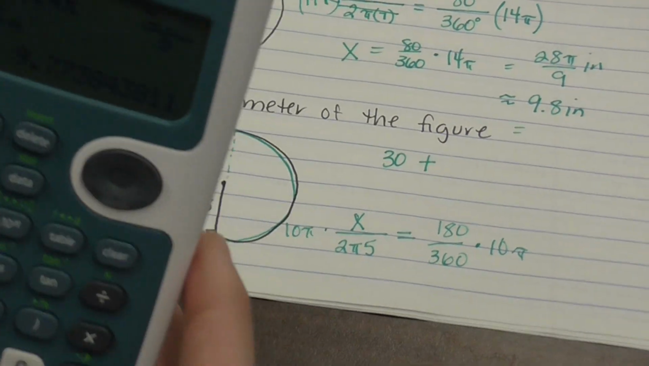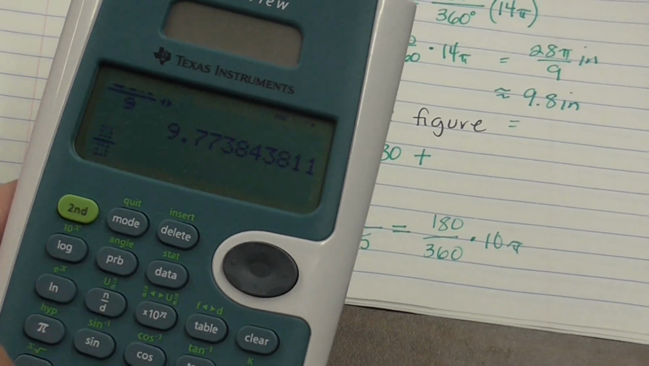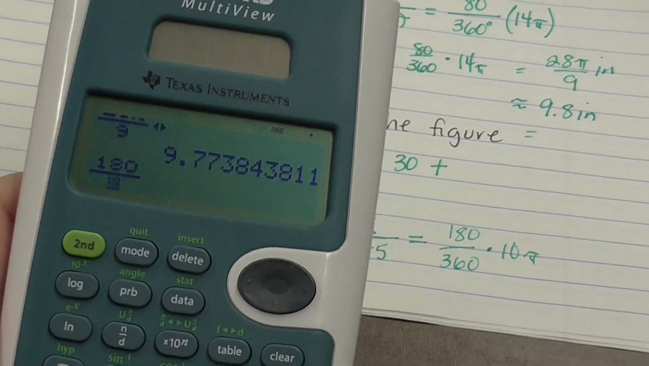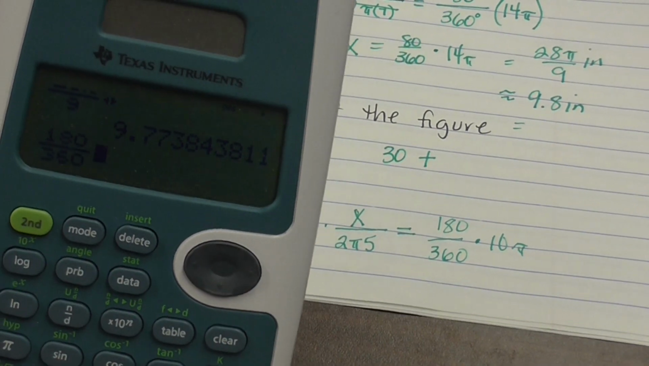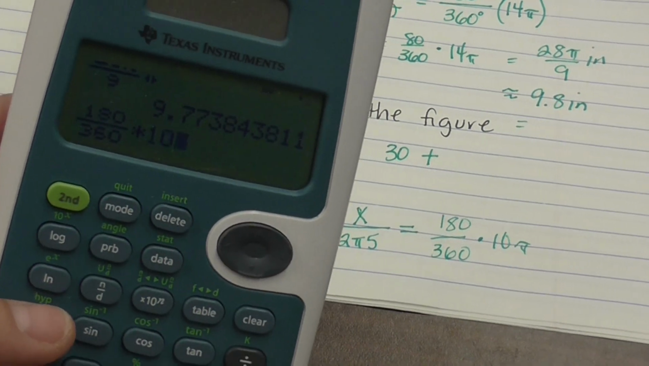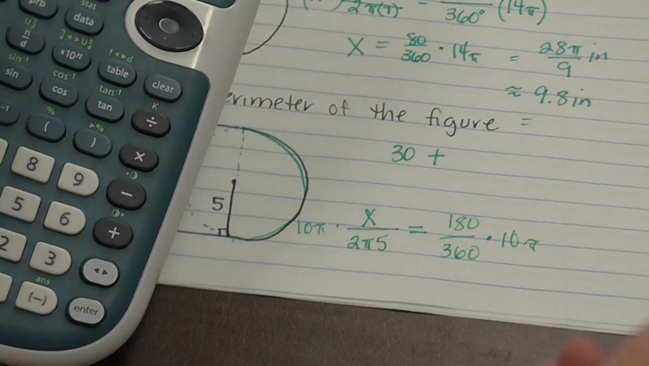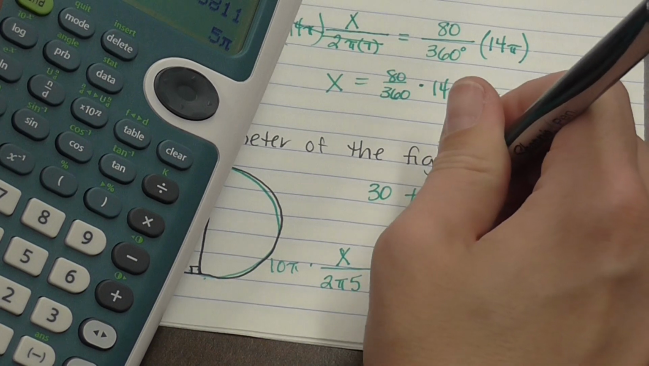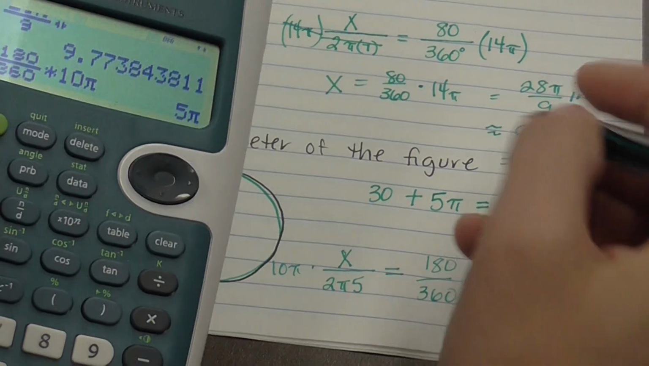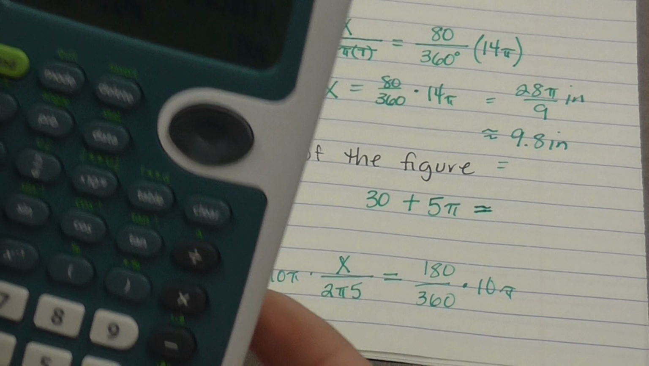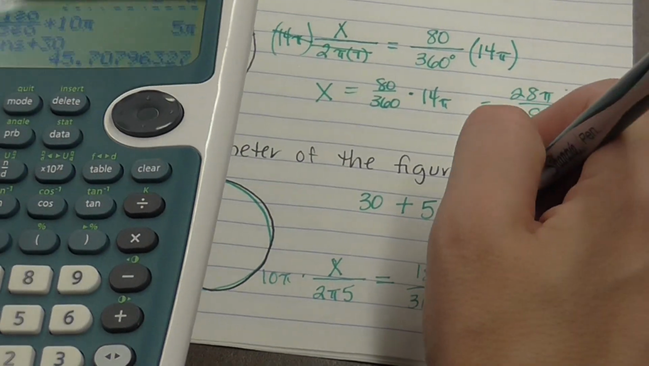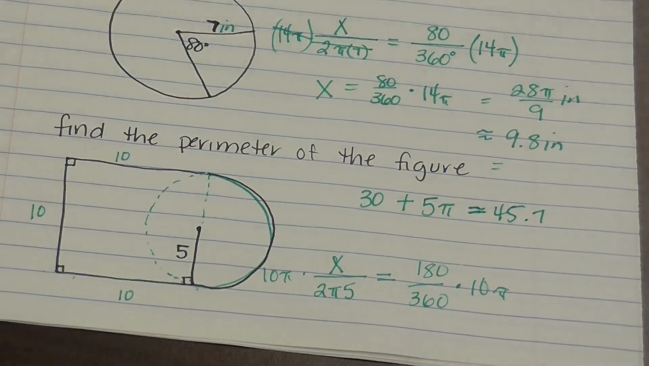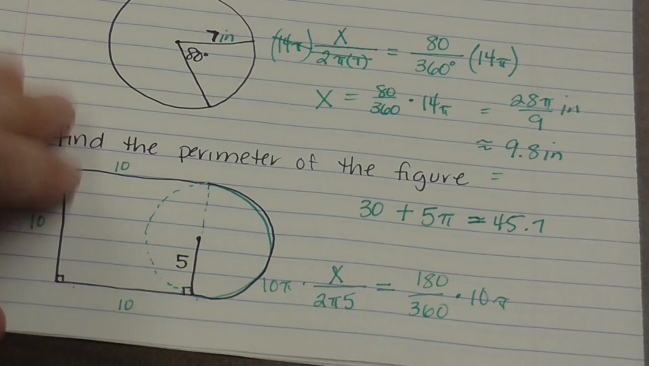So if I use my fraction button again and I do 180 over 360, now if you can look at that and go, well, that's just 1/2, that's fine too. All right, times 10 pi, well, that's just going to equal 5 pi. So 30 plus 5 pi is the answer. If it's asking for some form of decimal, I can add 30 to it, and it's 45.7. And that would be a version of a harder problem.